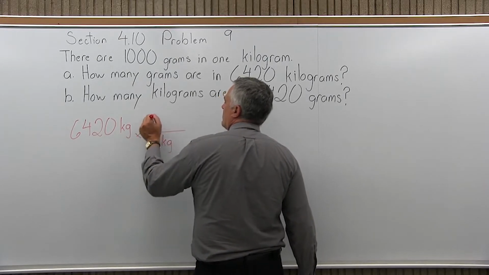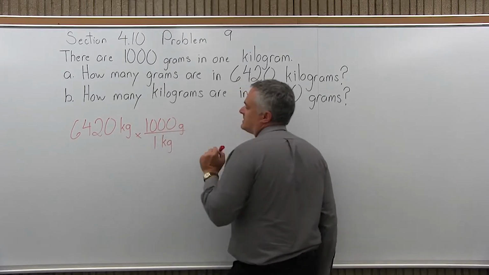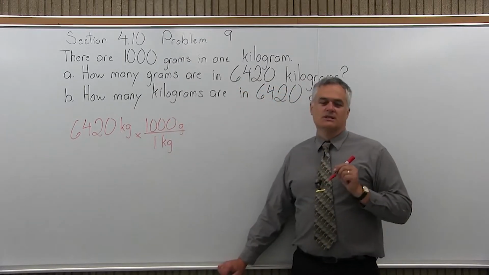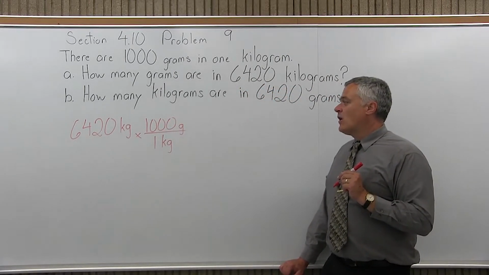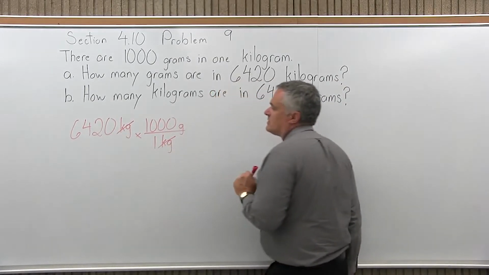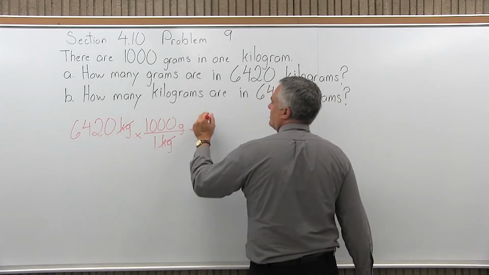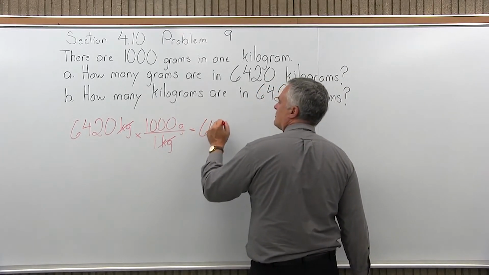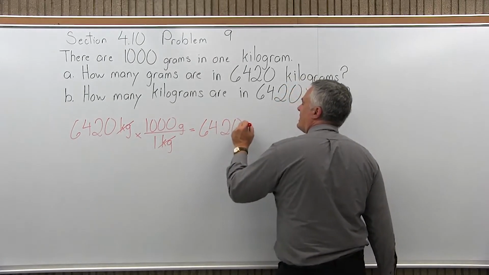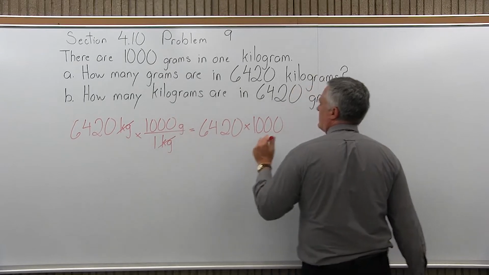And in the numerator, the equivalent amount of 1 kilogram is 1,000 grams. And I can just put G for gram. That's the standard abbreviation. So now when I multiply that, what's going to happen is the kilograms in the numerator and the denominator will cancel. And the math that I have to do is 6,420 times 1,000. And my units of measure that are left are grams.